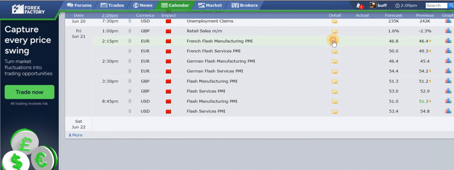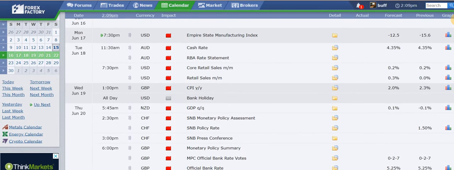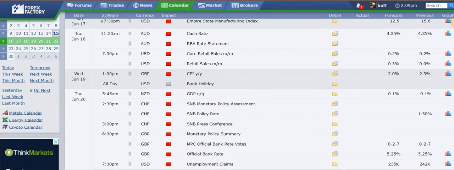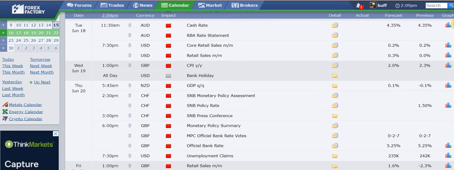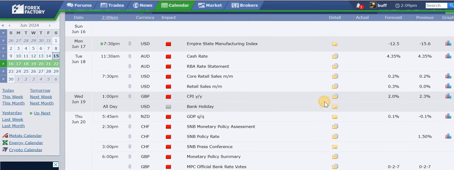Just aware of it. So the big ones to me are the UK interest rate news, Swiss interest rate news, and the Aussie interest rate news. They're probably the big ones. CPI out of the UK, GDP out of the NZ. Yeah. All right, that's it for the news.